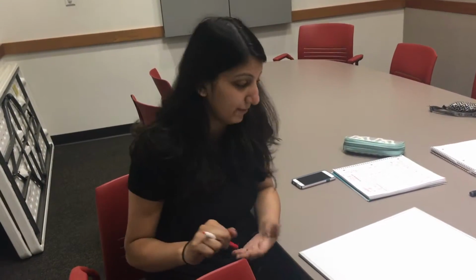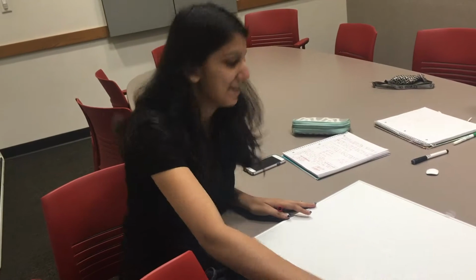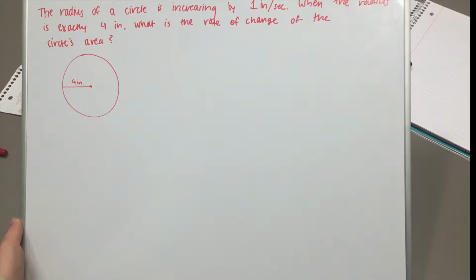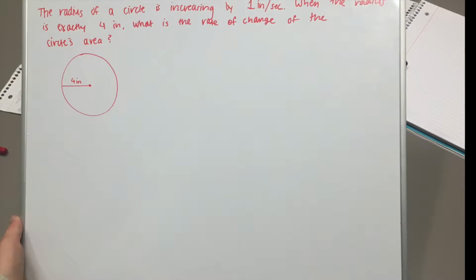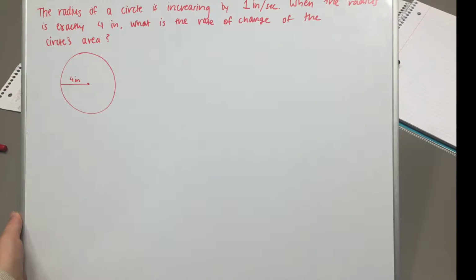Okay, so we're going to first start with showing you how to do a 2D figure. So I'm going to write a sample problem and then we're going to work through it step by step. The radius of a circle is increasing by 1 inch per second. When the radius is exactly 4 inches, what is the rate of change of the circle's area?